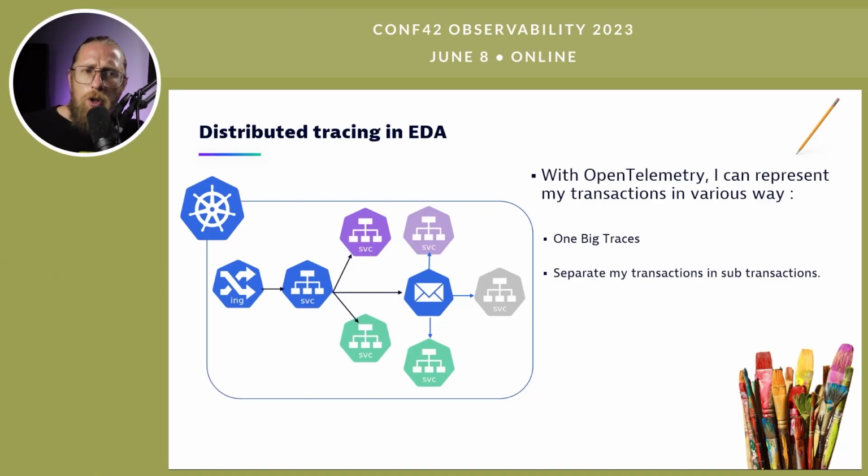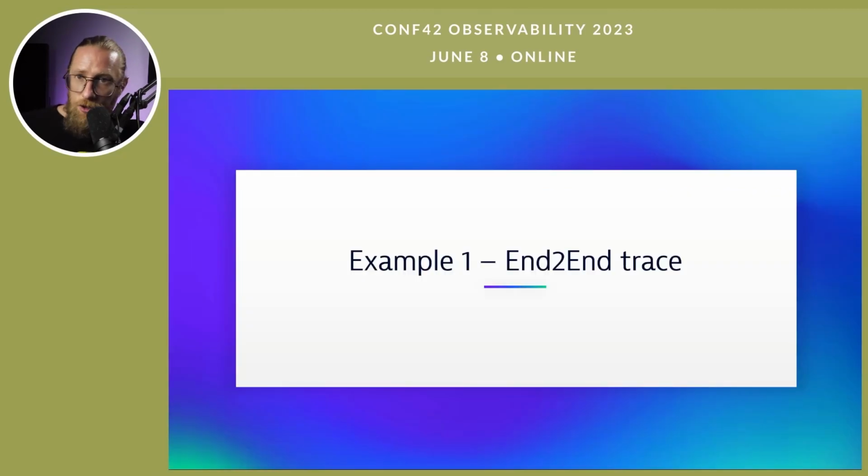The first way is, let's do a big trace, from the service close to the ingress to all the various services that are triggered through that event. So I will have a big trace, and you'll see that based on your architecture, sometimes it makes sense, and sometimes it doesn't make sense. So let's have a look at the first example, the end-to-end trace that I just referred to.